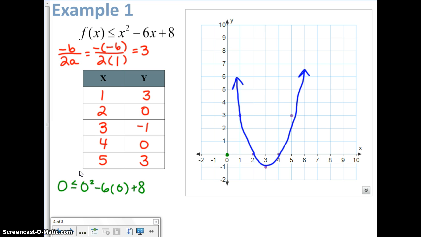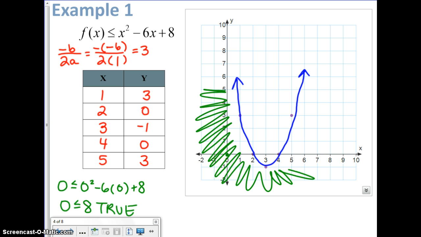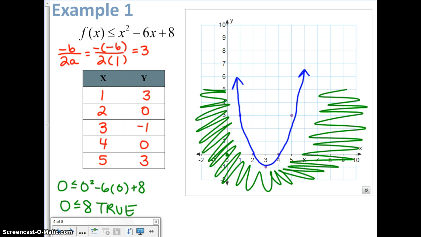And the question is, is this a true statement? When I type this in my calculator, 0 plus 0 plus 8 is 8. Since 0 is less than or equal to 8, this is a true statement. And that means that we shade where the dot was located. Since the dot was located outside of the parabola, all of my answers are outside of the parabola as well.